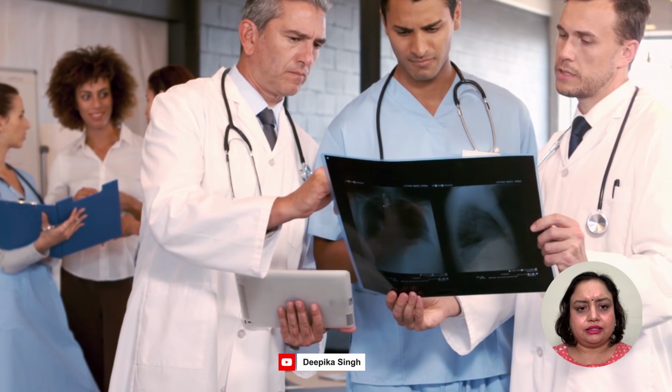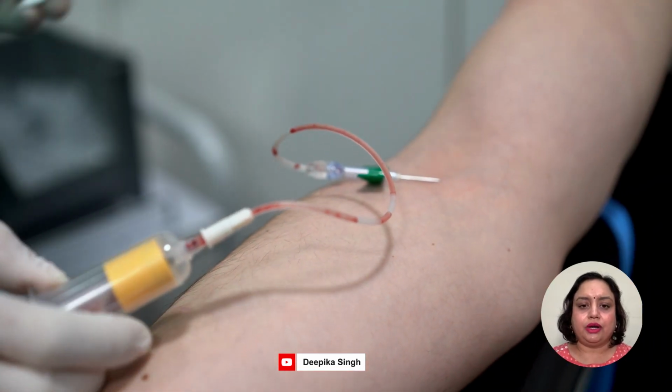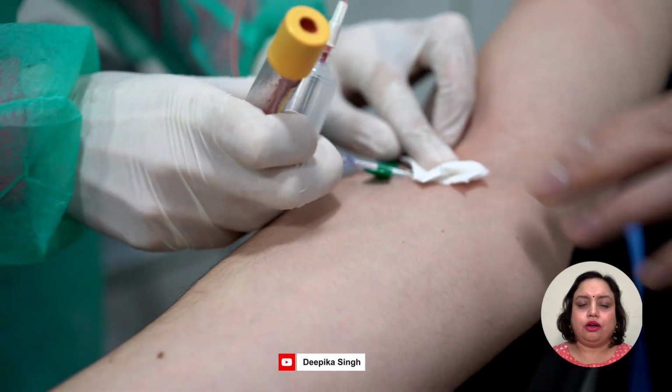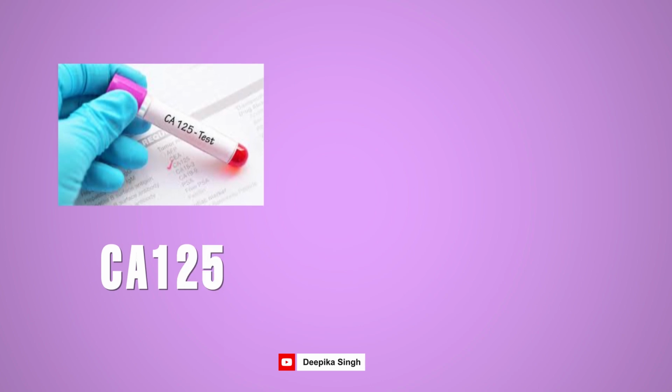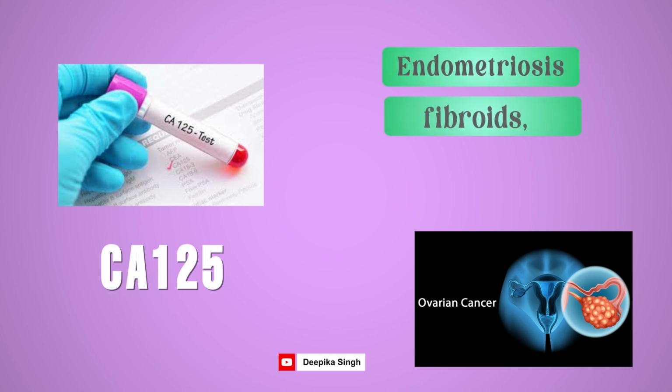Coming to the blood test required in diagnosing ovarian cancer is CA-125, which measures the level of a protein that is often elevated in ovarian cancer patients. CA-125 is not specific to ovarian cancer. It may also be elevated in conditions like endometriosis, fibroids, or pelvic inflammatory diseases. Therefore, it is not used as a screening tool for the general population.